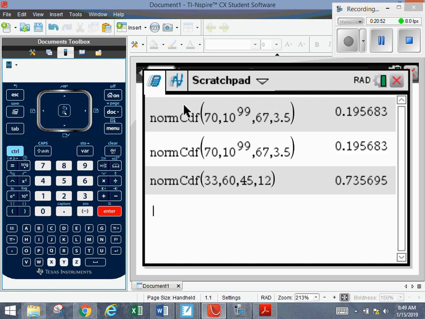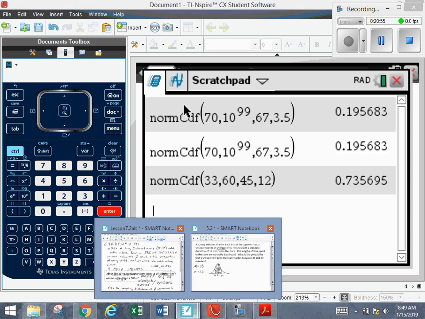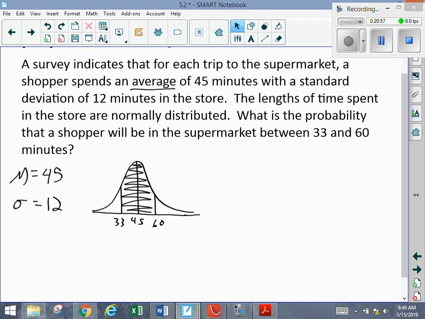Including the standard distribution or no? When you plug it in. What do you mean? The normal CDF? Yeah, normal CDF. Yeah, okay, so there's a lower bound, upper bound. So I'll write it down for you, normal CDF, it always goes lower bound, 33, comma, upper bound, 45, comma, oh, my bad, upper bound is 60.